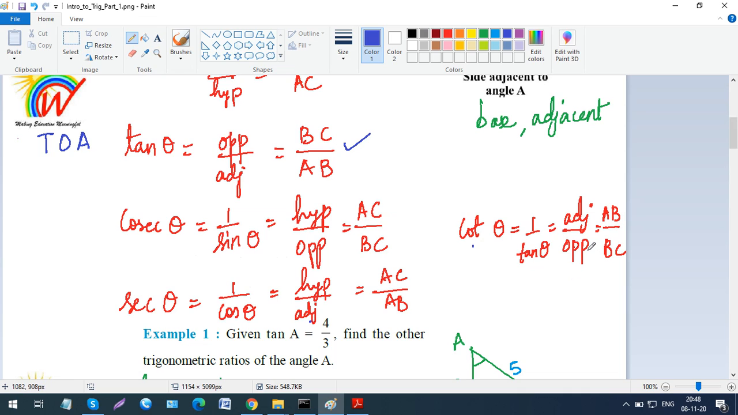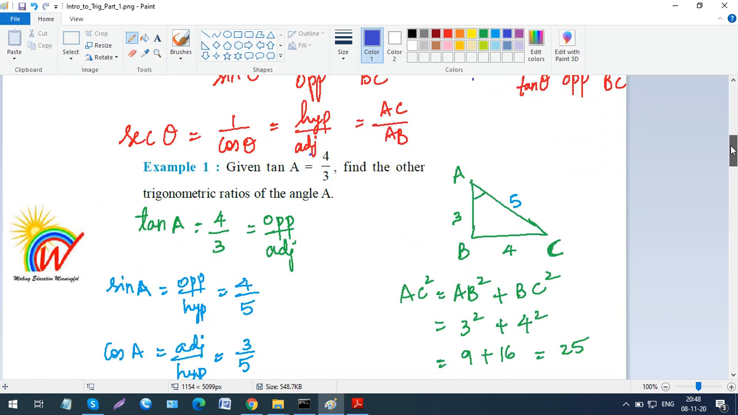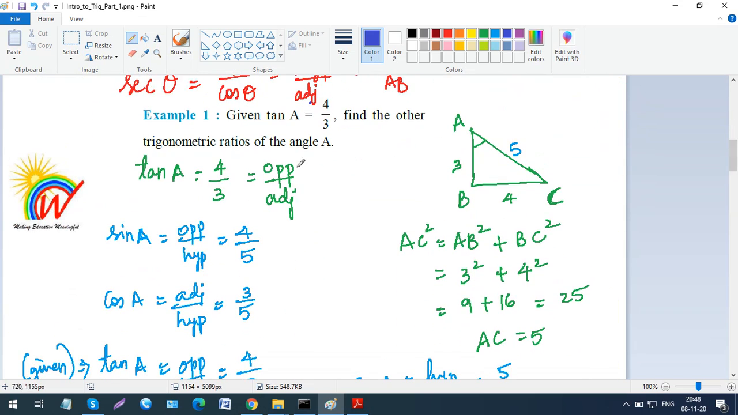So if you remember the first three, you can easily do the next three also, but you should remember which is the reciprocal of which trigonometric function. So these are the 6 trigonometric ratios you need to remember by heart. Now we will do problems based on this.